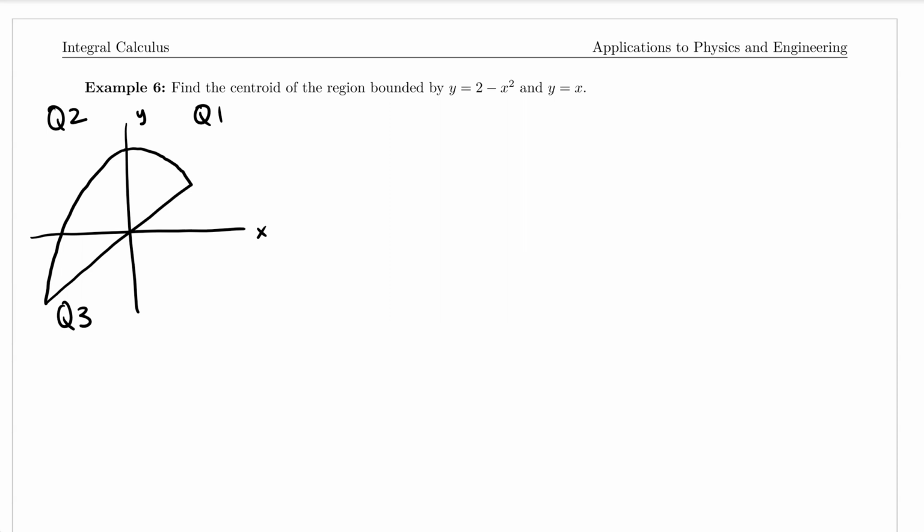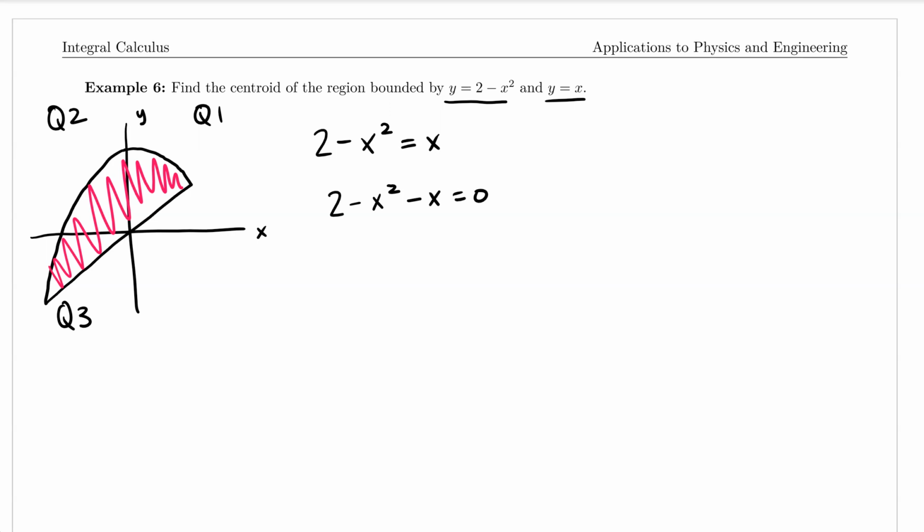Now, let's start off by finding the area of this region. And before we do that, it would probably be helpful to figure out where these curves intersect. So these are both in explicit form. They're both equal to y. So I'm just going to set these two curves equal to each other. I'm going to subtract x from both sides. So I get 2 minus x squared minus x is equal to 0.